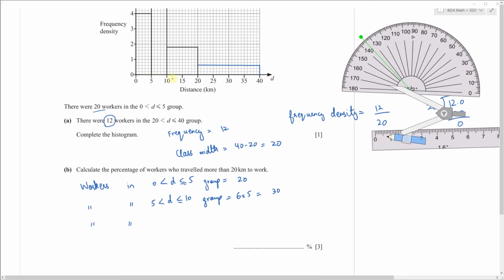And then from the next group, 10 to 20, the 10 and then less than or equal to 20 group, your frequency density is 1.8. So this is 1.8 and your class width is 10. So there are 18 people here. And then we already know that there are 12 workers. You're already given here for this group, workers in the 20 and less than or equal to 40 group is 12.